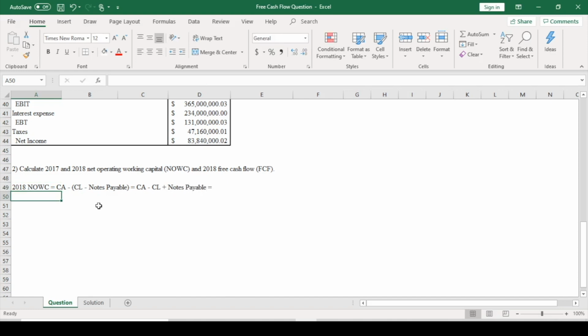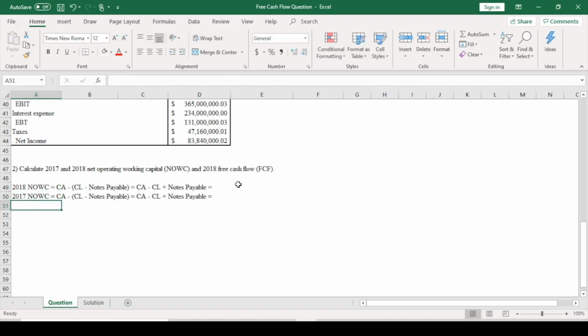Some people ask me why we need to add back notes payable. We add back notes payable because it is an interest-bearing component. We only subtract the non-interest-bearing components. Alright? That's the reason. And 2017.